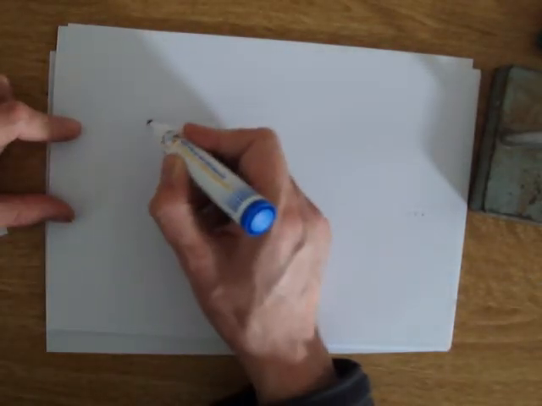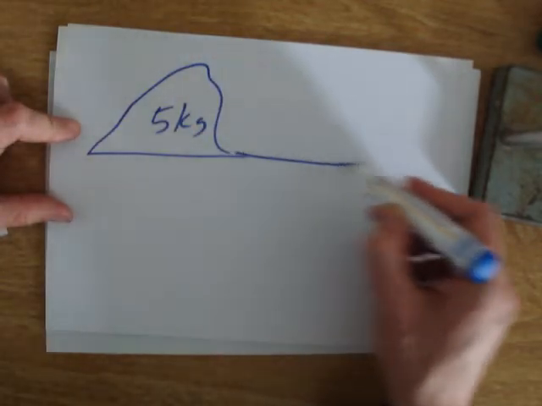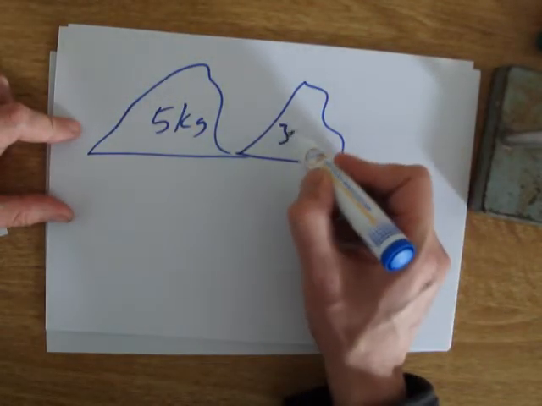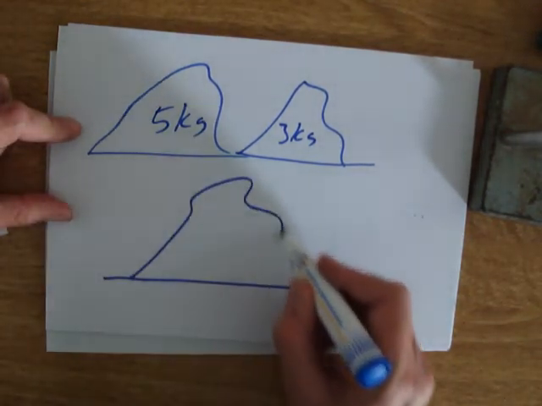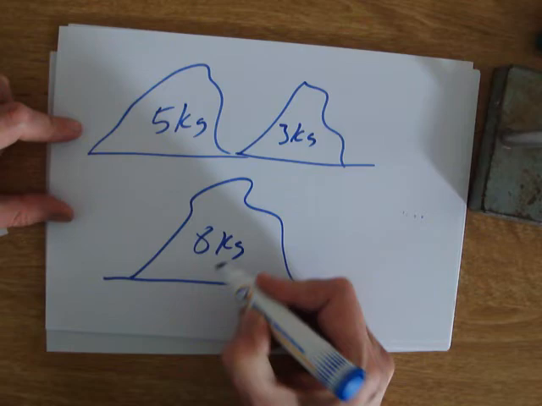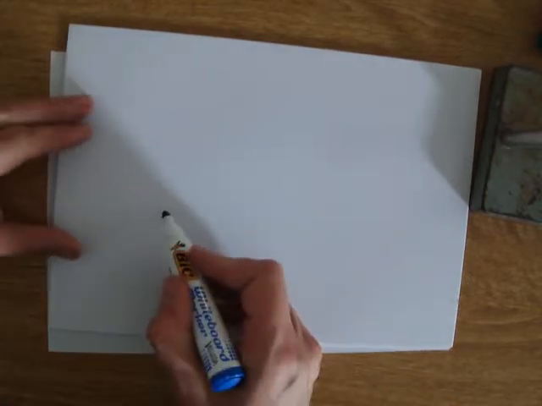So if we take a simple example, if we have a 5 kg pile of sand and we have another pile of sand with mass 3 kg and we get a shovel and we mix them up, no one would dispute the fact that the result is a pile of sand with mass 8 kilograms. Vectors, it's a bit more complicated than that.